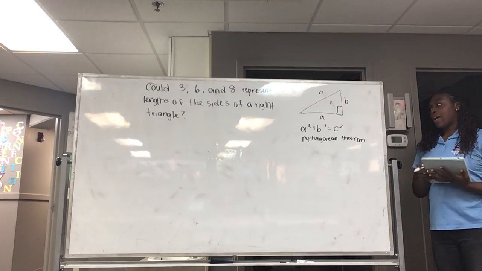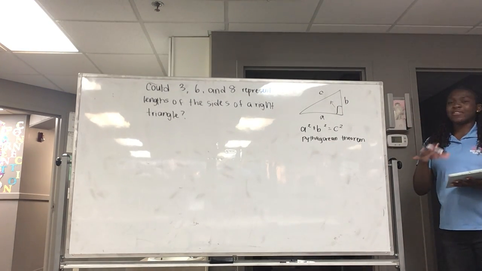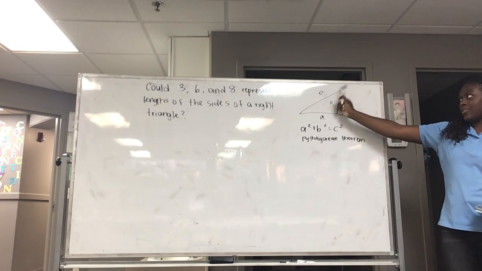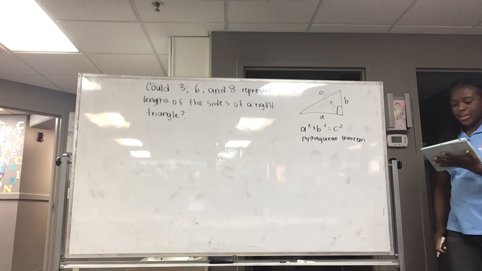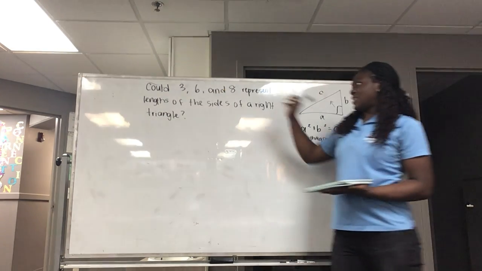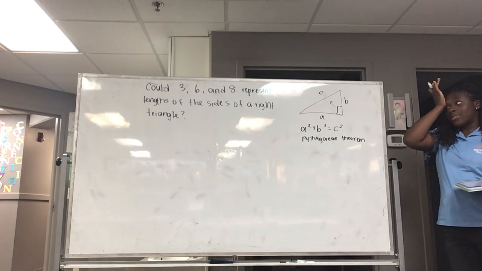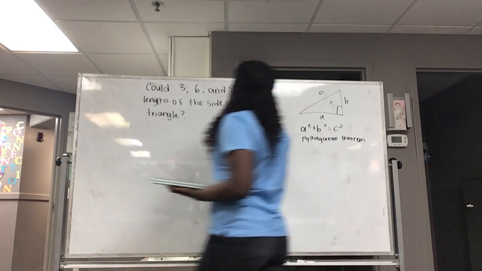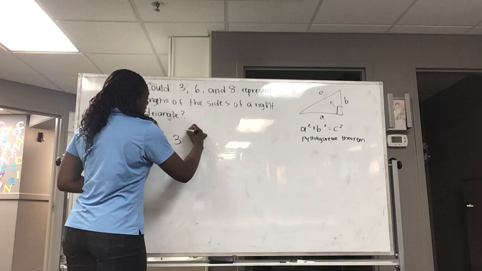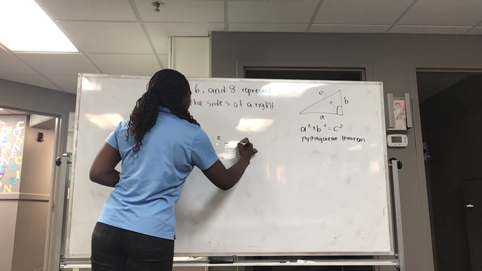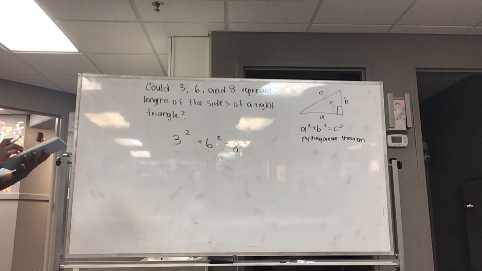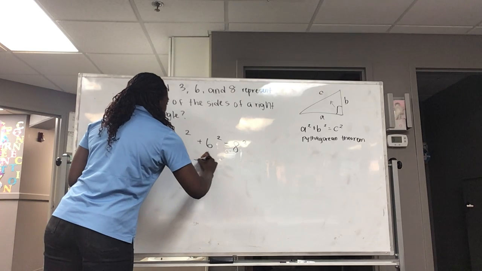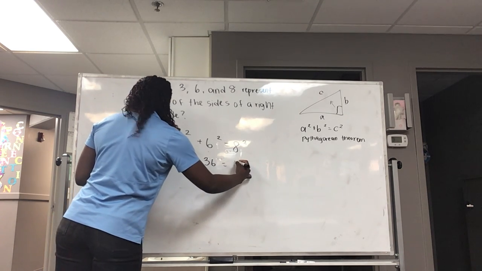Alright, so using the Pythagorean theorem, we know that with every single right triangle, the sum of the legs squared is going to be equal to the longest side squared. So let's try it out with these three numbers, 3, 6, and 8. Well, 8 is the longest side length, so that would have to be C, the hypotenuse, if we were going to plug it into this equation. So let's try it. 3 squared plus 6 squared is equal to 8 squared. If we simplify these, 3 squared is 9, 6 squared is 36, and 8 squared is 64.